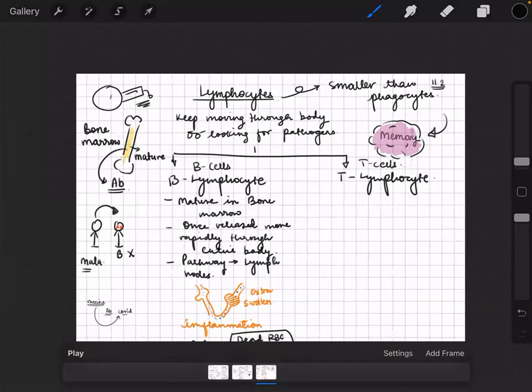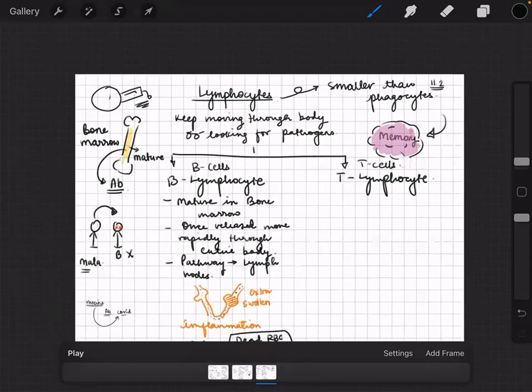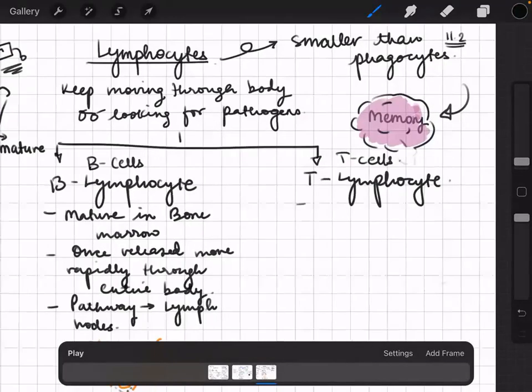Now, what happens with these cells is they are also going to be present in the bone marrow till they mature. But once they are mature, they don't go everywhere in your body. They don't have this aimless life. They know exactly where they want to go. So I'm going to say leave bone marrow after maturing.